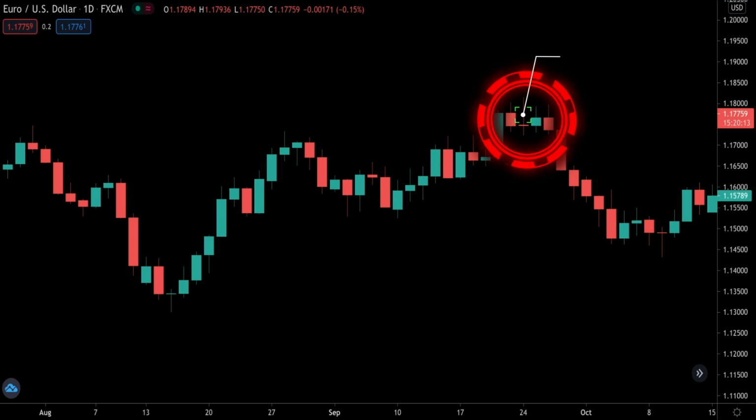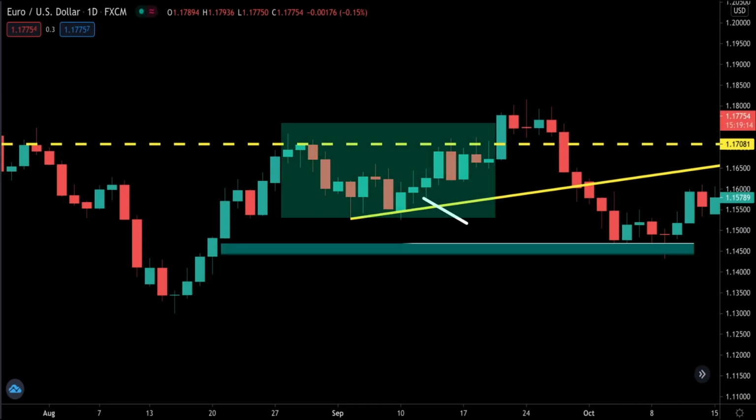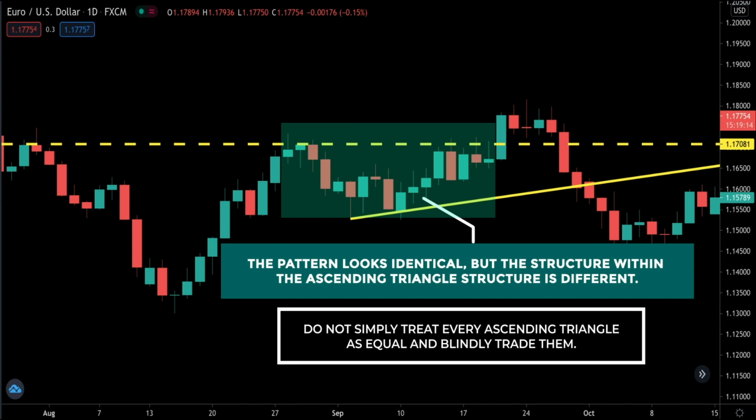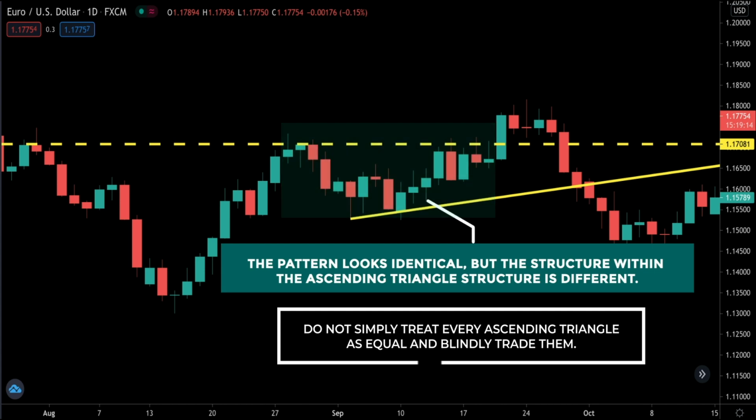It turned out to be a fake out. The pattern looks identical, but the structure within the ascending triangle structure is different. And that is why it is very important that you understand how to read the structure inside the structure. Do not simply treat every ascending triangle as equal and blindly trade them.